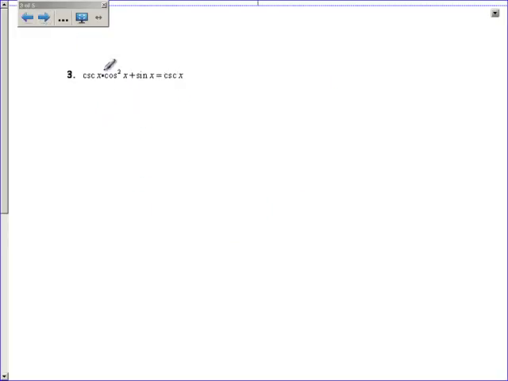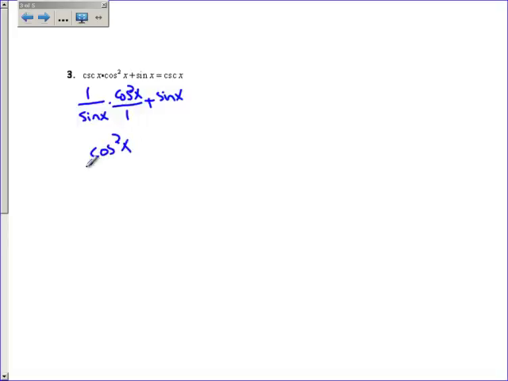Another one, you can see the left-hand side looks like the most difficult one. And so I've got cosecant times cosine squared plus sine x. So let's take a look at this one. Cosecant can be rewritten as 1 over sine. And of course, cosine squared is just cosine squared. I'm going to put a 1 underneath that. And then plus sine of x. All right, and then I'm going to bring these fractions together because we're multiplying. So that's cosine squared x over sine plus sine x over 1.